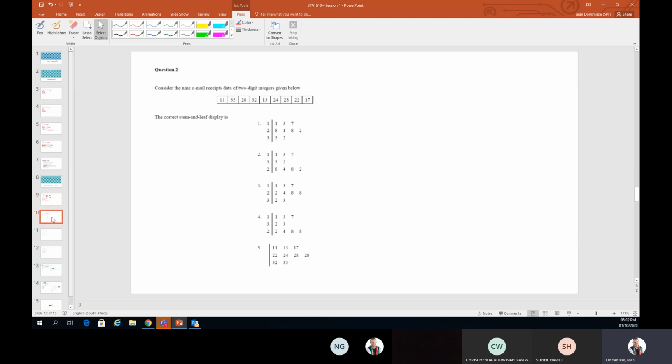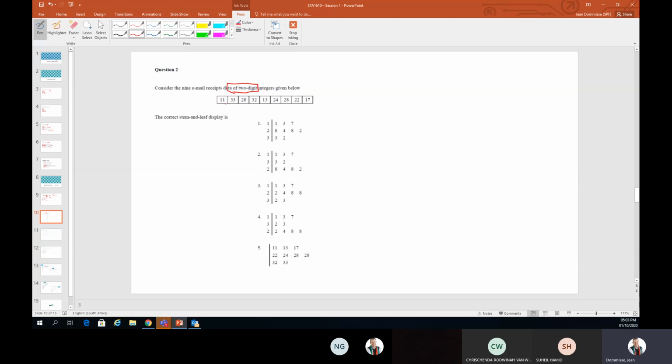So let's go to the next one. Consider the 9 email receipts data of 2-digit integers. And I think this is very important, and that is what I wanted to talk about in the previous one. 2-digit integers.